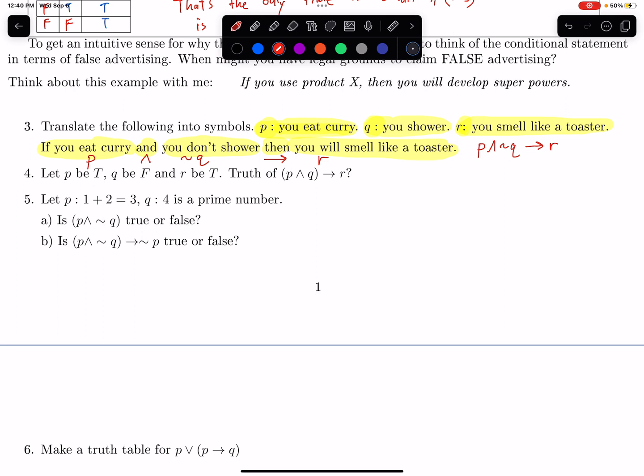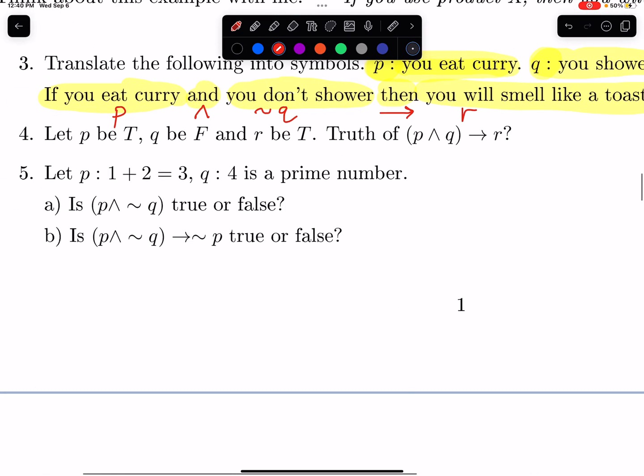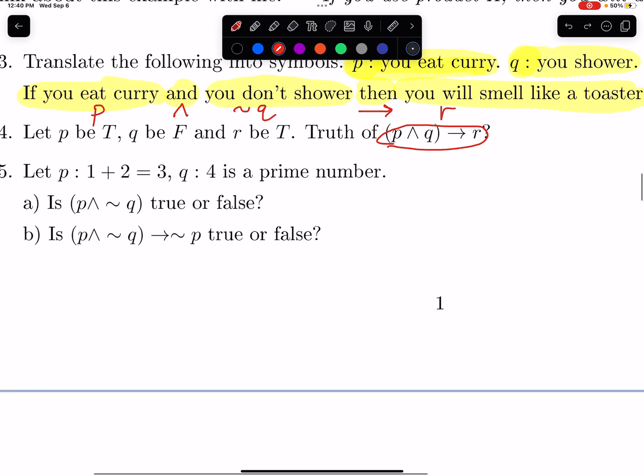Okay, number 4. I thought number 4 is another translation question, but actually it's not. It's a separate question altogether. So now, zooming in on number 4. Number 4 is kind of like what we finished class with last time when we were doing evaluations of compound statements being true or false. So here's our compound statement there. And we're given that P is true, Q is false, and R is true. So new situation here, not related to question number 3.